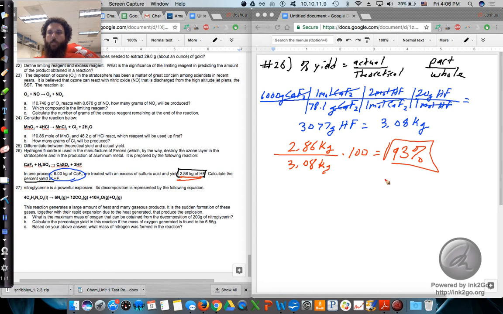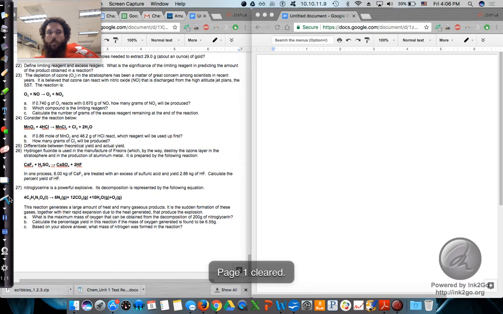All right, 27 is our last one. It's going to take up a lot of space, so let's wipe the board. Nitroglycerin, powerful stuff. It is a very common explosive, and it is very effective. Its decomposition reaction is identified as this guy here. So here is our nitroglycerin.